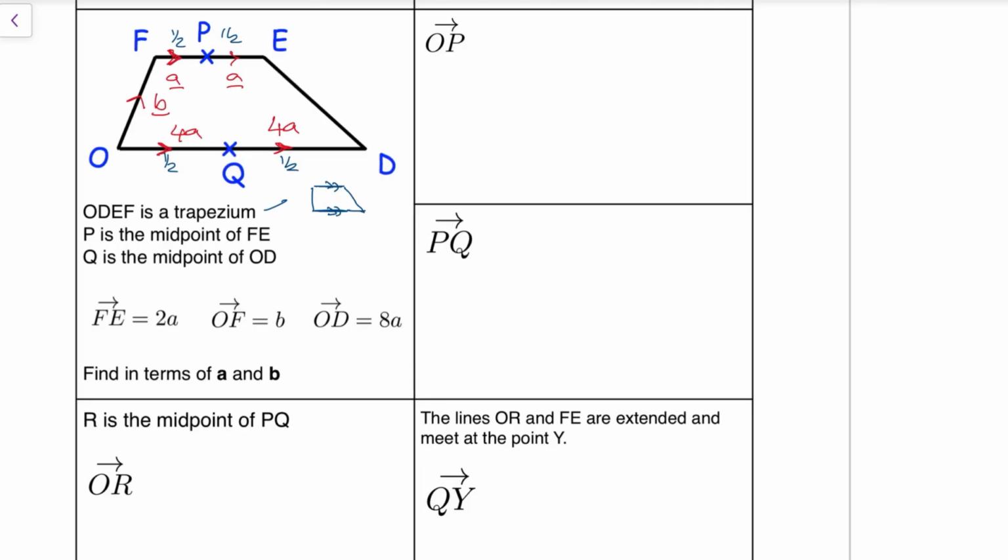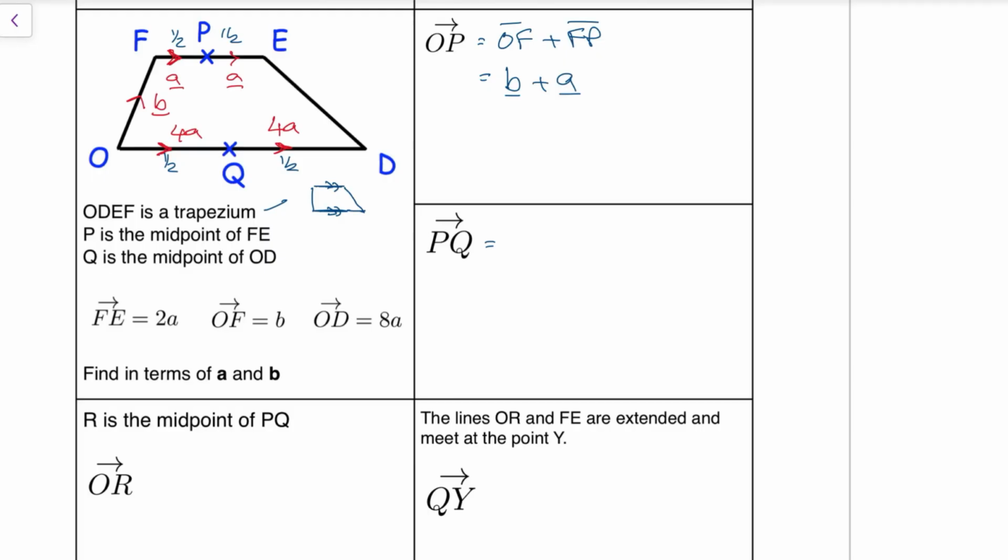Right, and then it says find in terms of a and b, O to P. Okay, so I always like to write what I'm doing. So O to P is going to be O to F plus F to P. O to F is going to be b. F to P is a that we've already said, so therefore it's going to be b plus a, or a plus b. Either's fine.